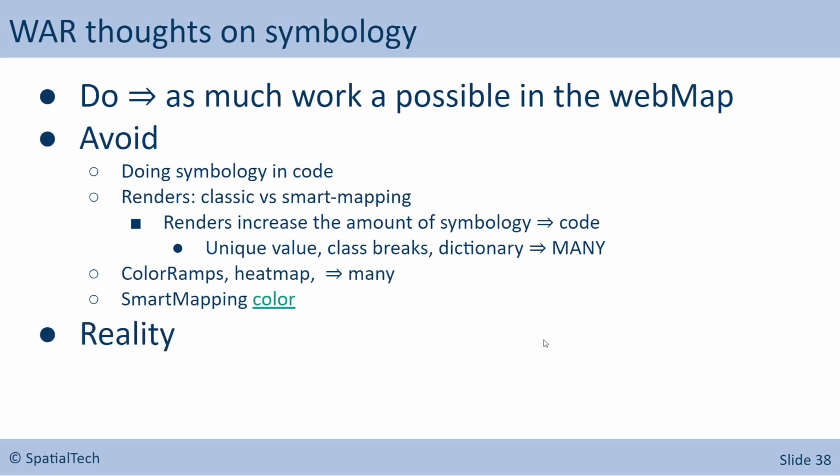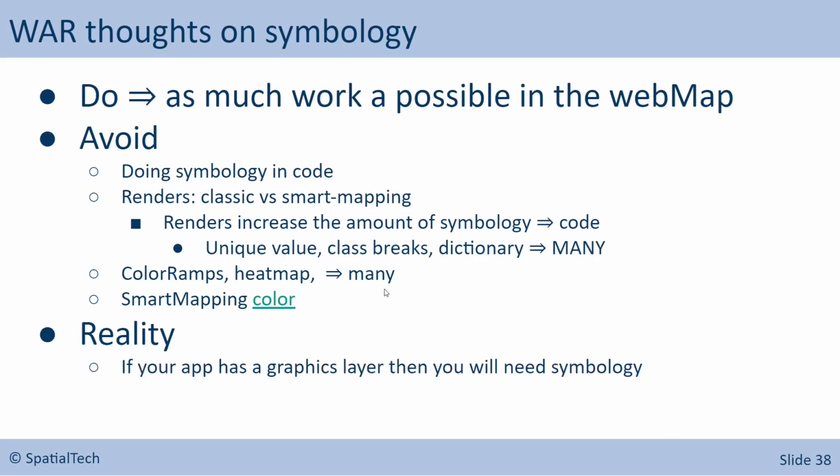A little bit of reality though. Like I said, do as much as possible in the map. But where might it not be possible? Well, if your app has a graphics layer that has nothing in it, and you're going to throw stuff in there, then you need to give that graphic some symbology. So if part of your app is a graphics layer, then for things to show up, it needs symbology. Otherwise, you're not going to see it.